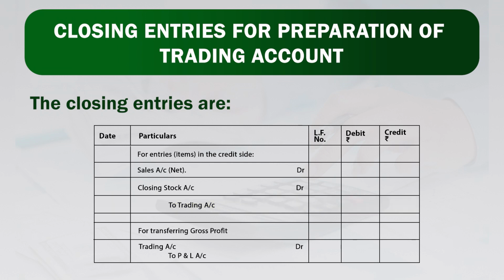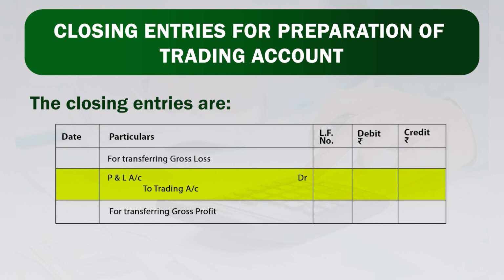But sales and closing stock always show a credit balance, and to close their accounts we have to debit them. Therefore, sales account is debited, closing stock account is debited and trading account is credited. Then we will have the balancing figure of this trading account in the form of gross profit or gross loss. When you have gross profit, trading account is debited and P&L account is credited, while in case of gross loss, P&L account will be debited and trading account will be credited.